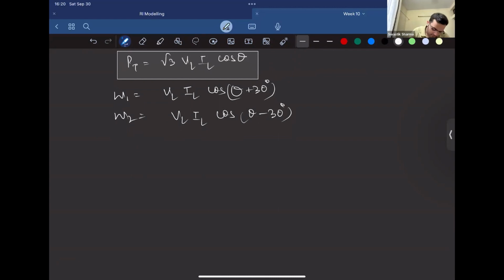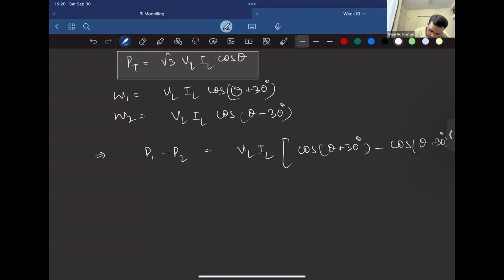Okay. So this is for active power. With 2 wattmeters, we calculated active power, right? We calculated the meter readings and added them. What about reactive power? Let's do one thing. Let's subtract the 2 wattmeter readings, right? So what is it? P1 minus P2. It comes out to be VL IL [cos of theta plus 30 degrees minus cos of theta minus 30 degrees].